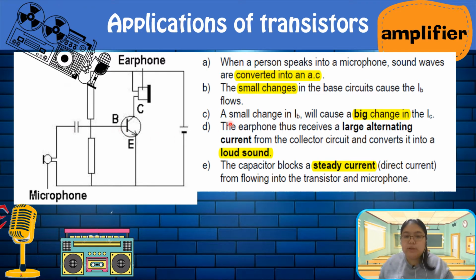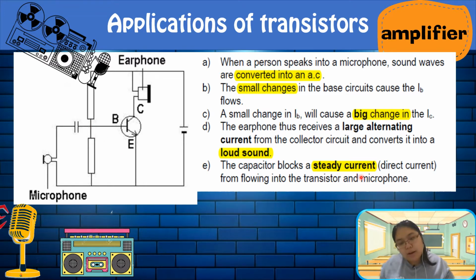So there is a small change of the IB. Maybe you talk softly, later you talk louder. So big changes of the IB will cause big changes in the collector current. So the earphone receives the large alternating current from the collector circuit, then converts it into louder sound.